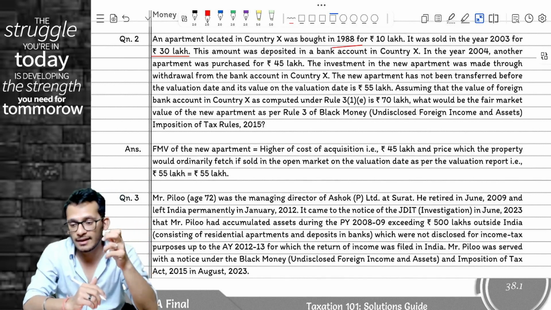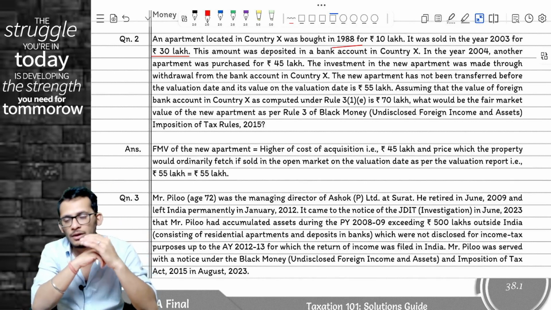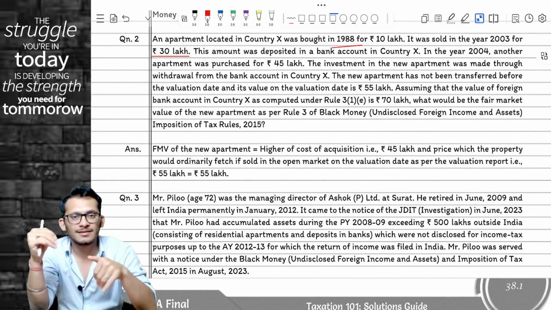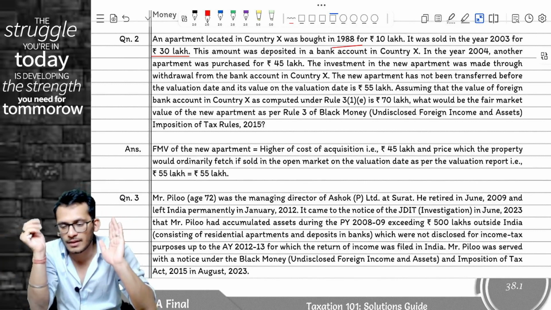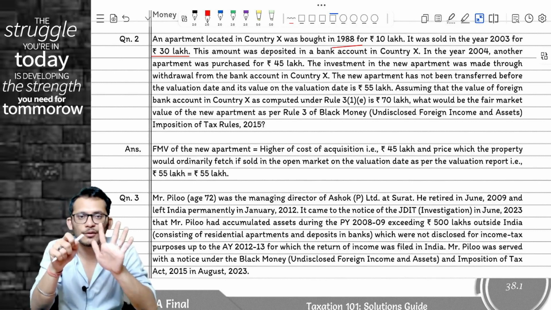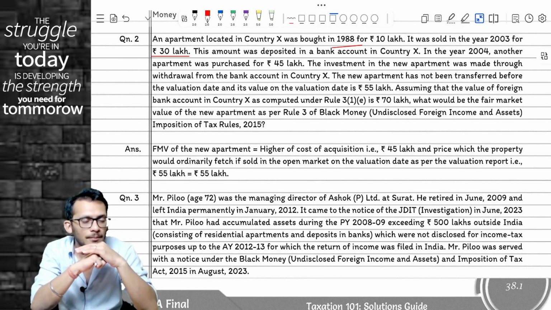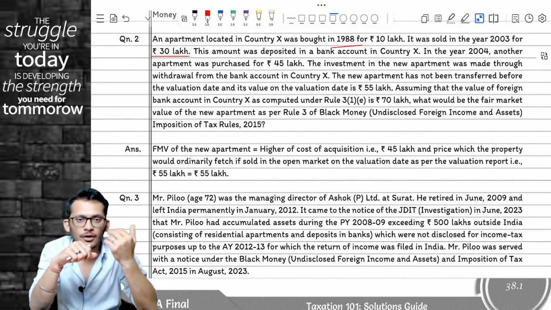Therefore, the number is 30 lakhs. However, since the amount has been deposited in the bank account, it will not be taxable anymore because it has become a part of the bank asset. The dealing of the deposit in bank will take care of it, and therefore this asset will become non-taxable.